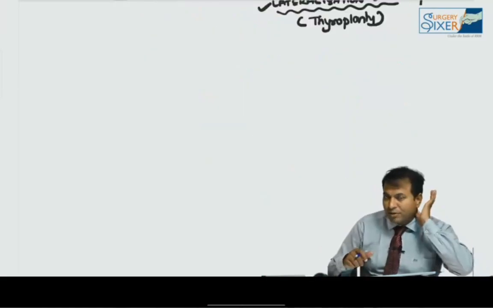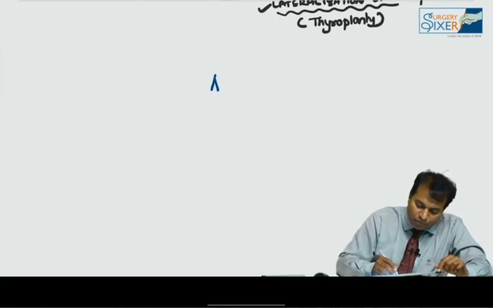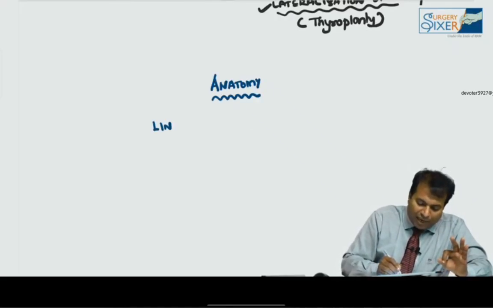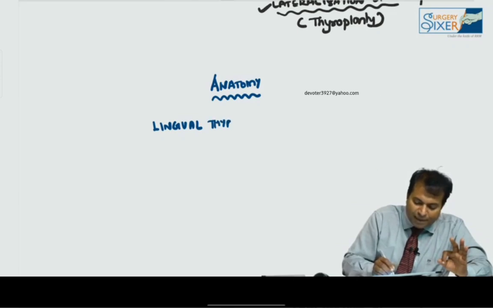So are you clear? These are the points I want you to remember from anatomy of thyroid gland. What are the points I told you? What do you mean by lingual thyroid? I want you to know the basic MCQs after an exam from surgery books.